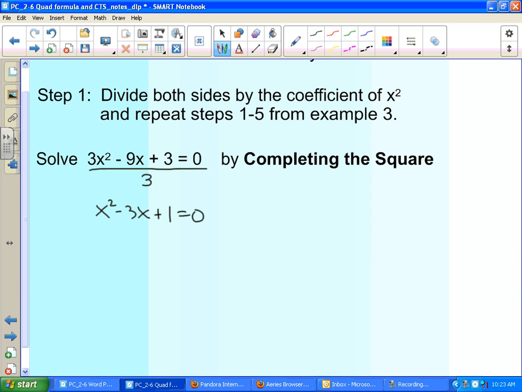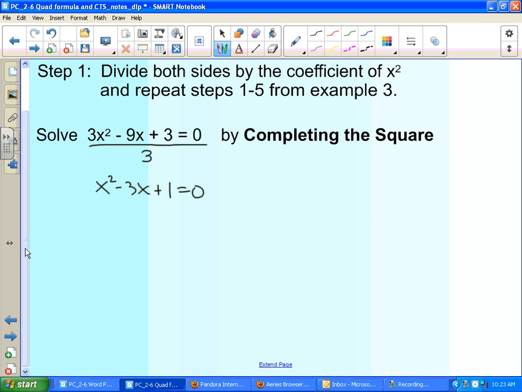All right, let's see how quickly we can do this. Caesar, what do I do first? Add the 1 to the other side. Do I want to add the 1 to the other side? I want to subtract the 1 to the other side. All right. Next. Jen, what do I do next? Divide -3 by 2. Okay, divide -3 by 2. And I get what, Jen? You square that, and it's 9/4. -3/2 squared is 9/4, and I add that to both sides.